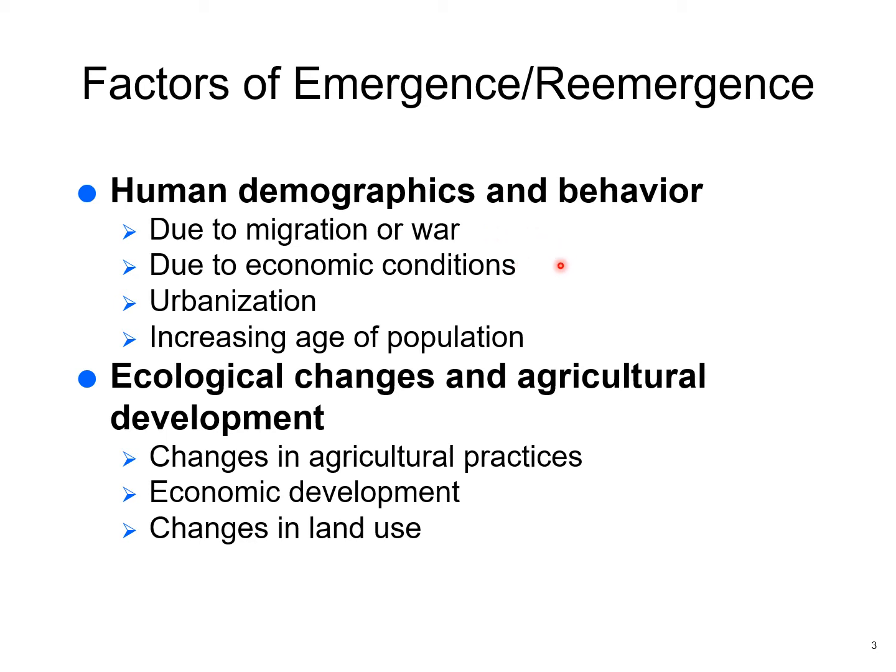Economic conditions: poverty is causing a problem, urbanization, people crowding, and then older people are going to be more susceptible. So as we live longer, we're more susceptible to diseases. Also, ecological changes and agricultural development. The better our agriculture becomes, the more food we produce, the more people can live. That brings about economic development, changes land use, and people tend to crowd together into cities.